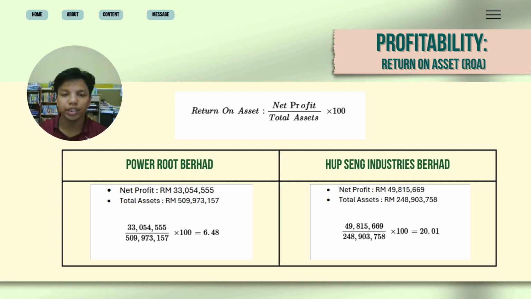Now, return on assets measures how efficiently a company uses its total assets to generate a net profit. For every ringgit of assets, Power Root generates 6.5 cents in profit. HSIB generates 20 cents, more than 3 times higher. This tells us HSIB is far more efficient at using its assets to produce earnings. HSIB's higher ROA suggests better management, faster inventory turnover, or a leaner asset base.